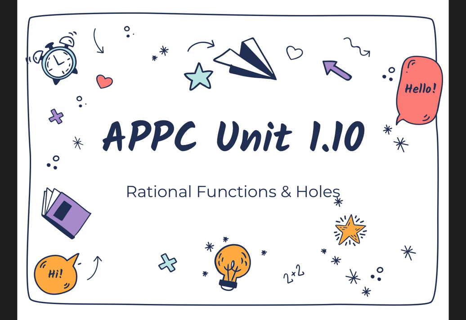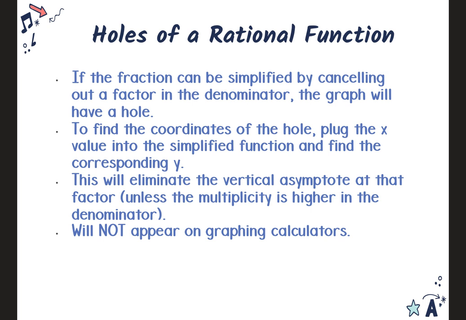We talked about it earlier last week, but we said you would always start with your domain, and then after that, see if you could simplify. And this is the reason why. If you can simplify your function, so if that fraction can be simplified by canceling out a factor in the top and the bottom, and it eliminates that factor from your denominator, then your graph will have a hole.